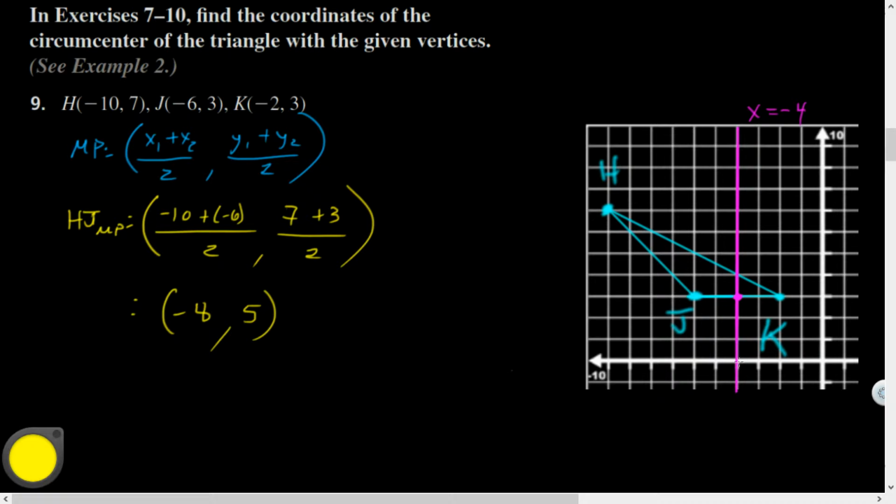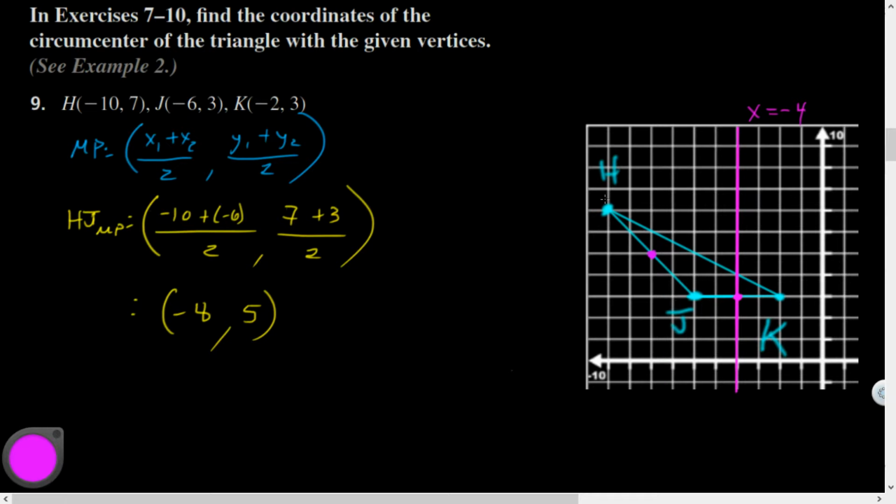Let's check this out. 1, 2, 3, 4, 5, 6, 7, 8, and up 5. 1, 2, 3, 4, 5. Yeah, so right there, that looks like it. Let me plot that in purple. Lovely, lovely midpoint. So I've got the midpoint.